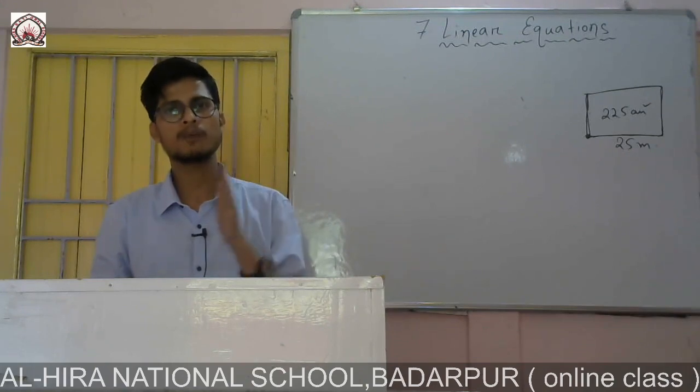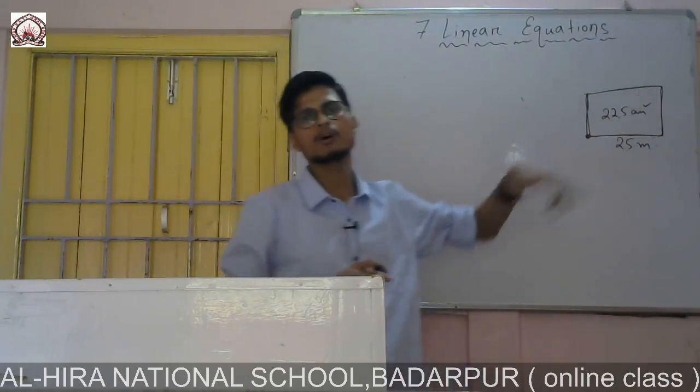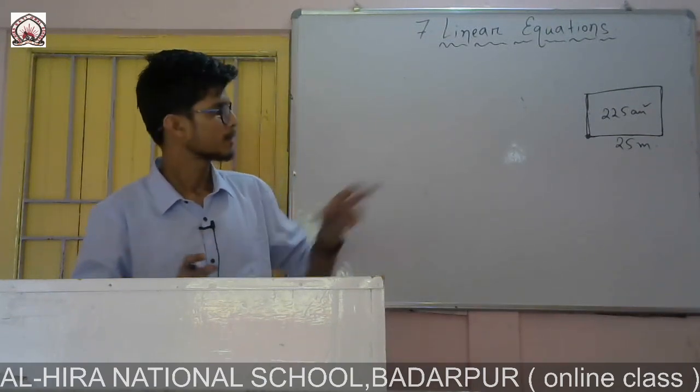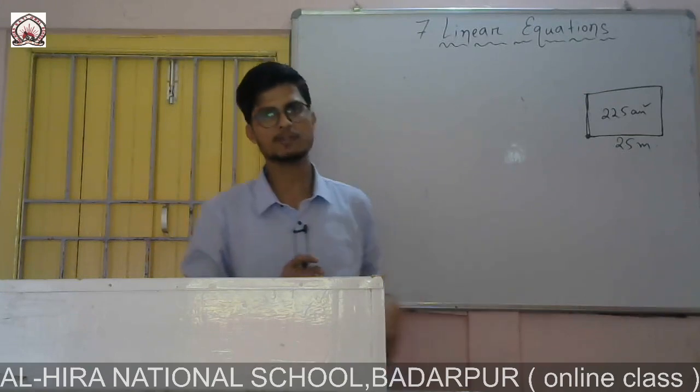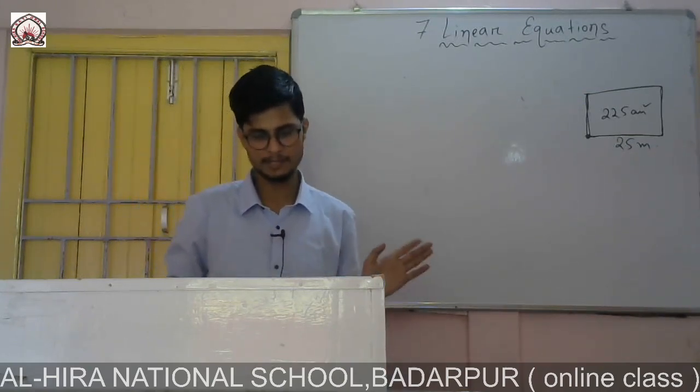So first of all we have to find the breadth, and how will you find the breadth? We will find it from the area. We know the formula of area: length into breadth equals area. So from length into breadth we will first find the breadth, and then we will put this value in the perimeter so that we can find x.